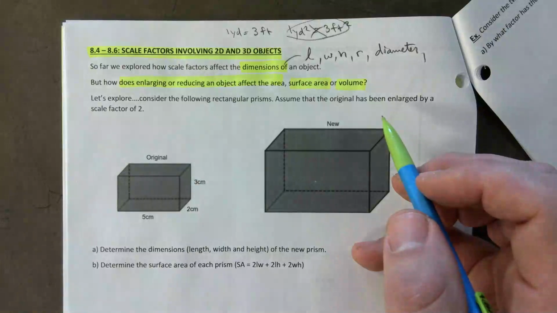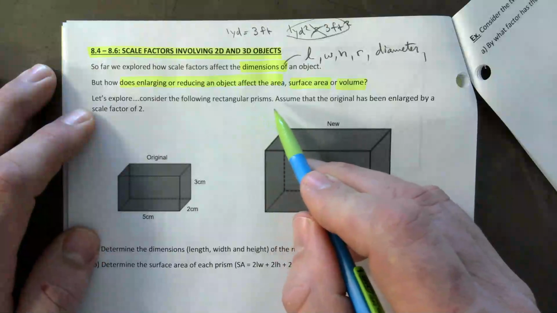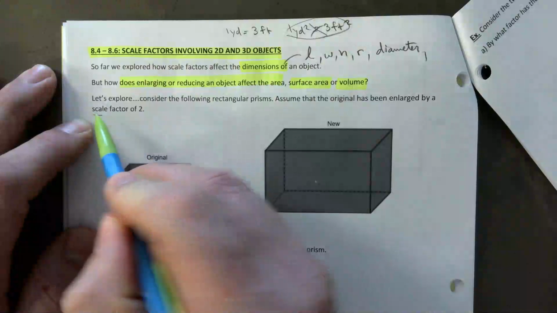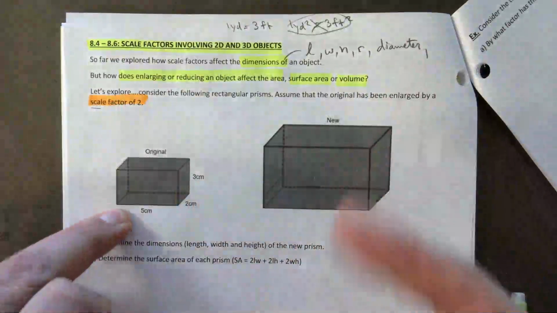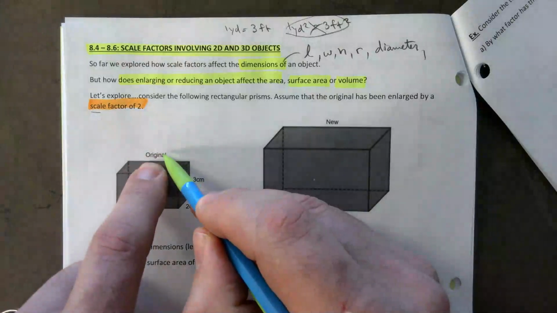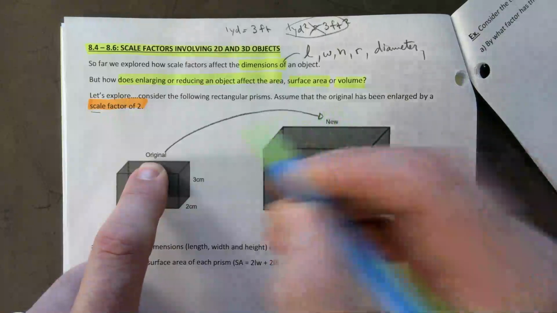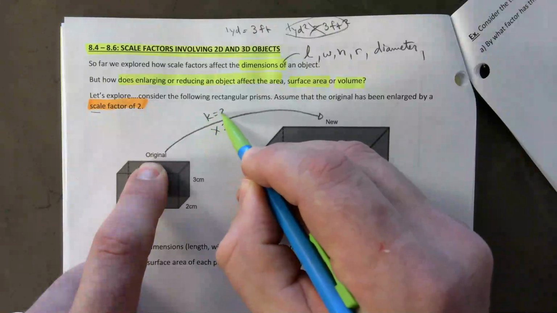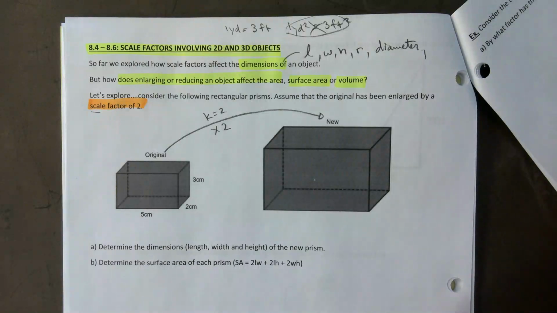So if I already kind of hinted to that, let's explore. Consider the following rectangular prisms. Assume that the original has been enlarged by a scale factor of 2. Okay, so we used a scale factor of 2 to get from here to there. And remember, if you go from the original to the new, we went times 2. K is equal to 2, so we basically multiply everything on this side by 2.